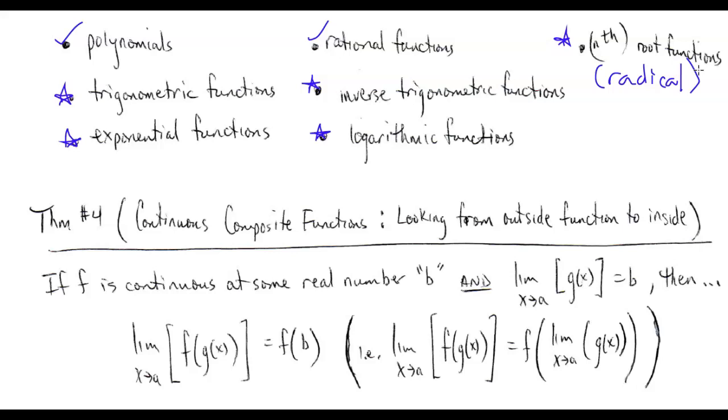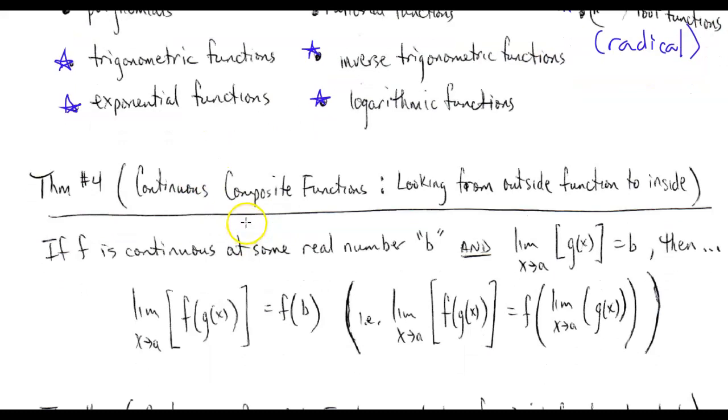Now, the last two theorems deal with defining continuity in terms of a composite function. We have one theorem that looks at continuity of a composite function from the outside of the function to the inside of it. And the other theorem, which will be the fifth one, will be just the reverse. It'll be looking from the inside going to the outside.